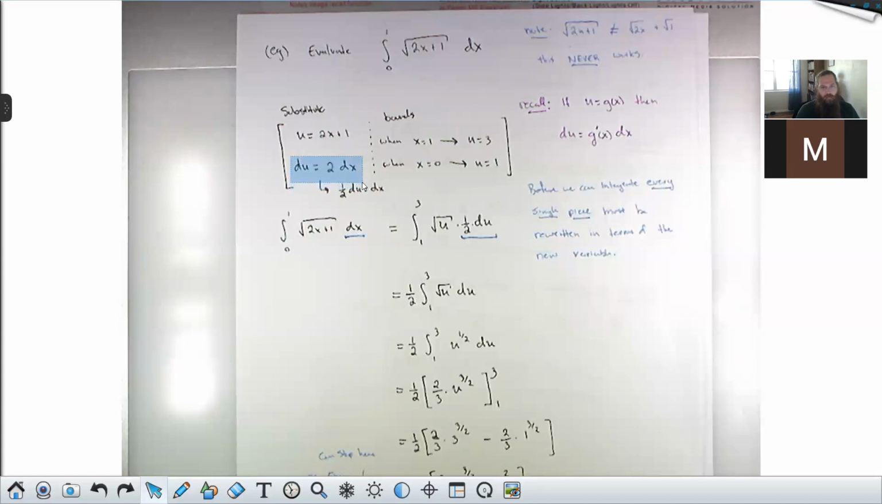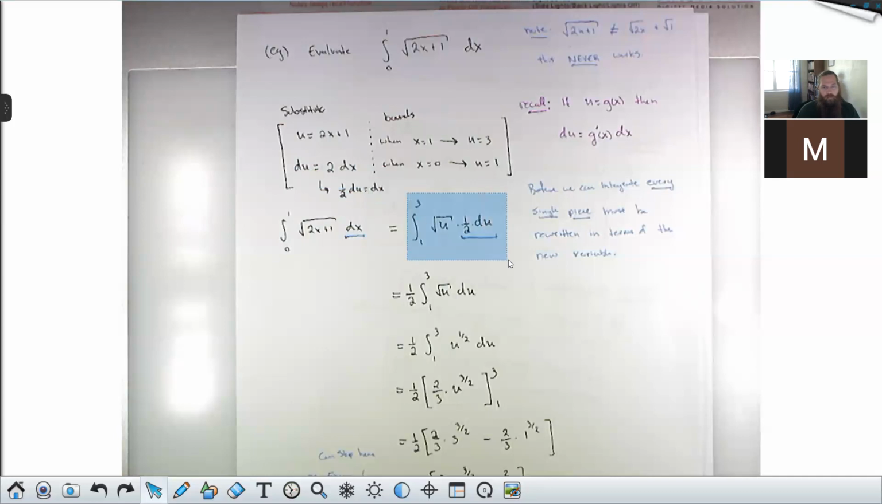You just come back to your du, and you solve this du equals blah, blah, blah dx relationship for dx. So I solve this for dx. That's going to tell me what I plug in here, right? This is dx, so whatever I'm going to plug in needs to be equal to dx. If I solve du equals 2 dx for dx, I get 1/2 du equals dx. So this dx piece becomes 1/2 du.